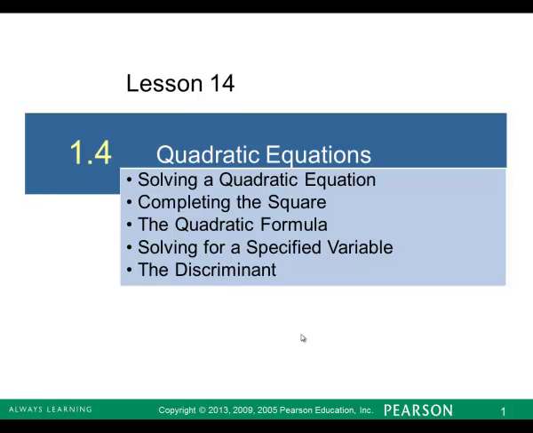Okay, this is lesson 14, quadratic equations, solving quadratic equations by completing the square. Normally, in the past, when we solved a quadratic equation, we had to factor. But sometimes factoring is not practical. So we have to go to other methods, such as the quadratic formula, or also using solving specified variables.